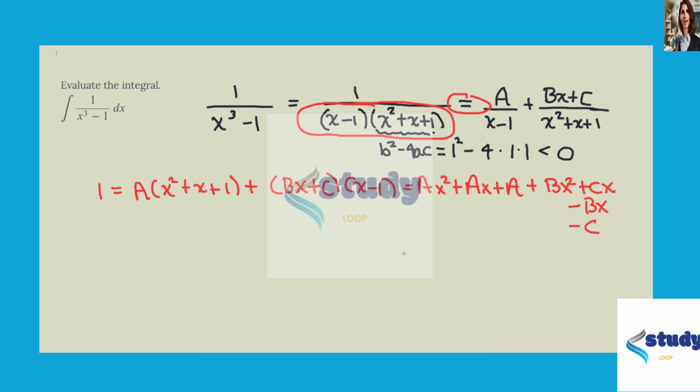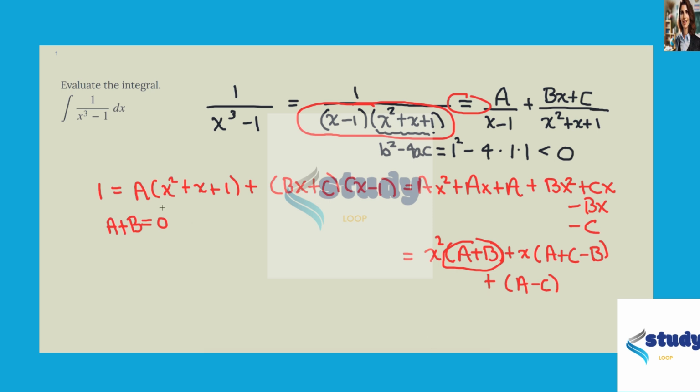And then let's combine like terms. So let's factor out x squared. We see that there's a plus b. Let's factor out x. That leaves us with a plus c minus b. And then our constant term left over, a minus c. So this will give us 3 equations and 3 variables. So a plus b, we see that there's no x squared term on the left. That means a plus b equals 0.